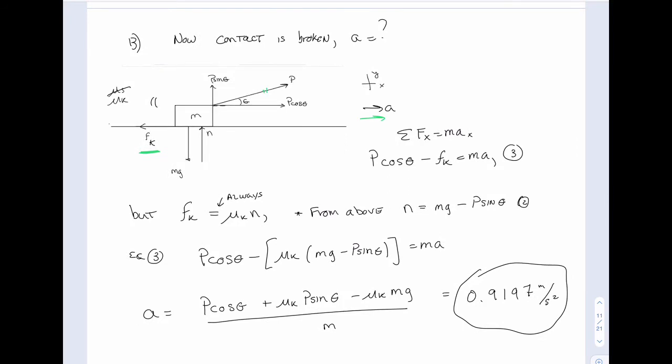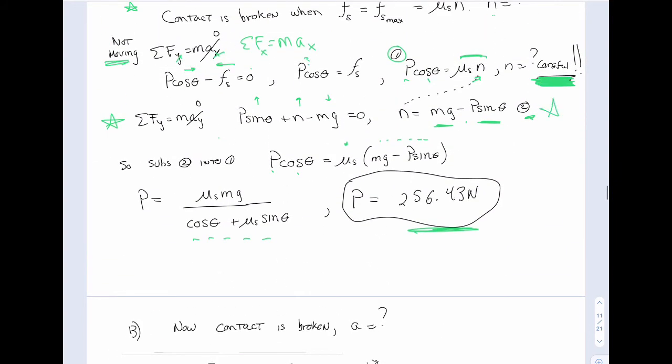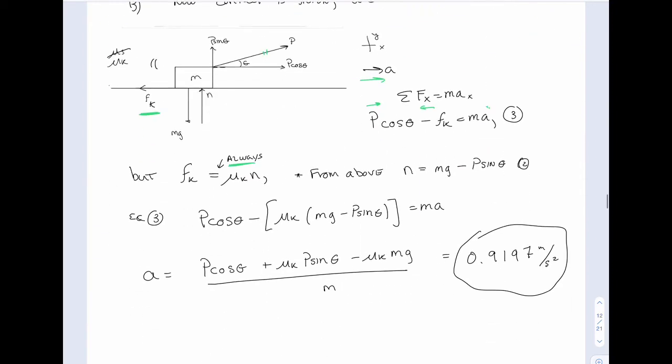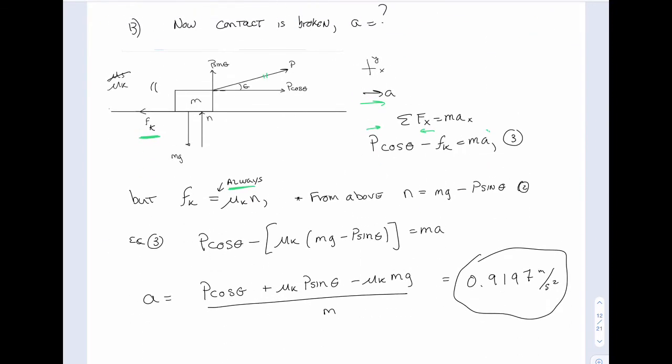So I'm going to apply F equals ma in the x direction: P cosine minus F sub k. Again, I'm trying to find a. In these chapters, kinetic friction is constant. It's always equal to mu sub k N. From above, the normal force is mg minus P sine, so that goes right there. P cosine minus F sub k, where F sub k is mu sub k times N, is equal to ma. Then just do the algebra to solve for a. That gives you the acceleration.